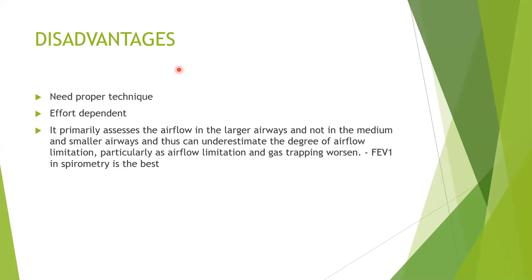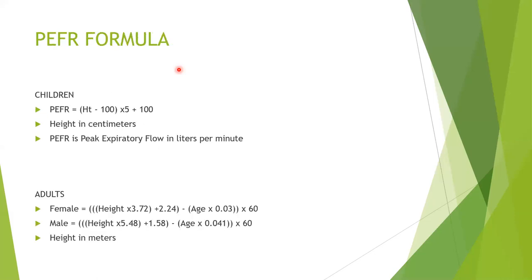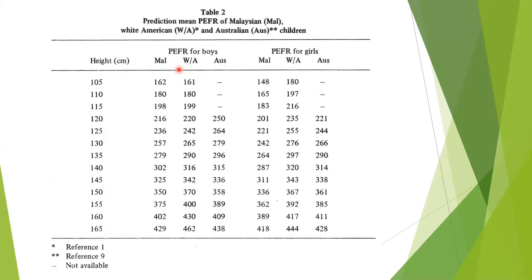Then remember the predicted value is actually based on height and sex. Height, age and sex. Height and sex, age is not very important, but height and sex. Okay, any more questions?